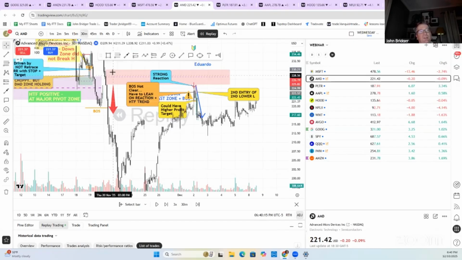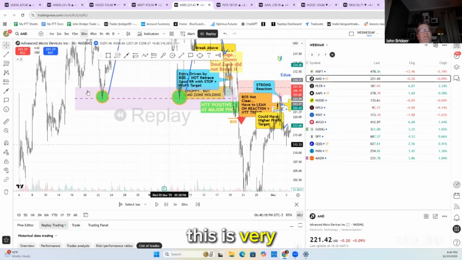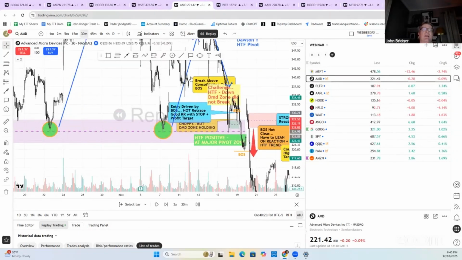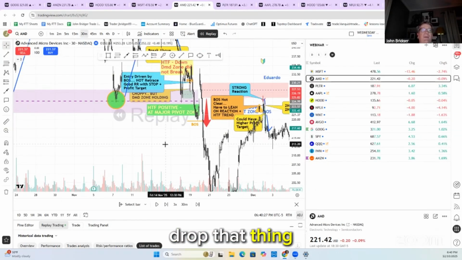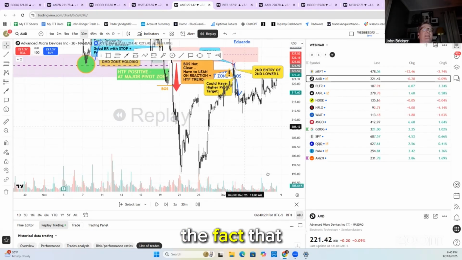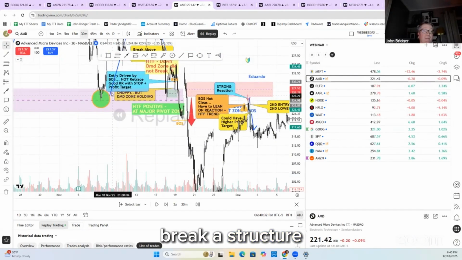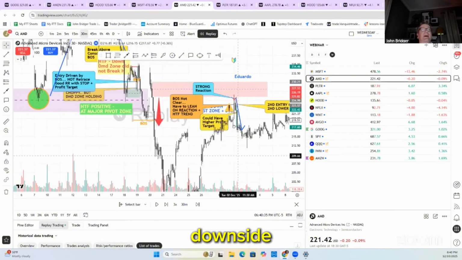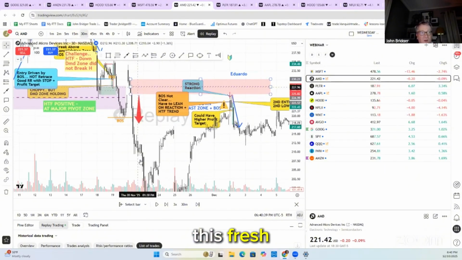What I like about this is you got a zone, which is very significant. That broke price to this point had been pivoting to the upside. This zone dropped that thing completely out, right? So now the fact that you got a break of structure, right? This zone, this pivot area no longer holds. Now you got this downside trend developed. So you get this fresh downside zone that broke the lows.